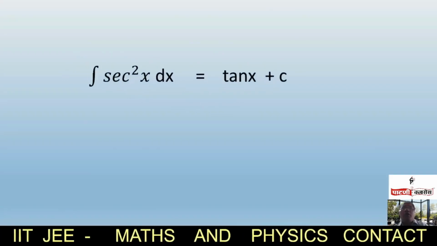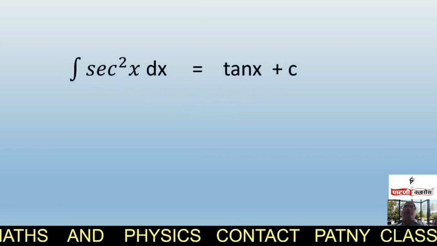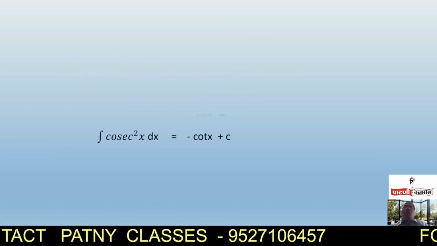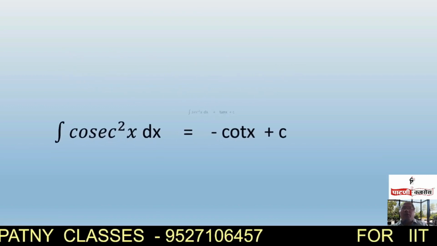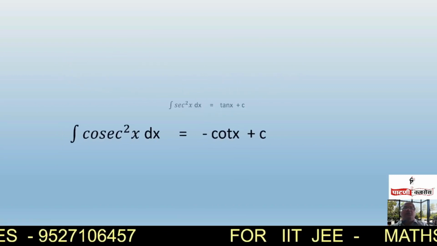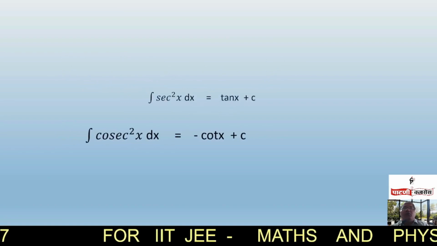Now we will be talking about integration of sec square x. Integration of sec square x with respect to x equals tan x plus c, and integration of cosec square x with respect to x equals minus cot x plus c. Let us do problems on the basis of integration of sec square x and cosec square x.